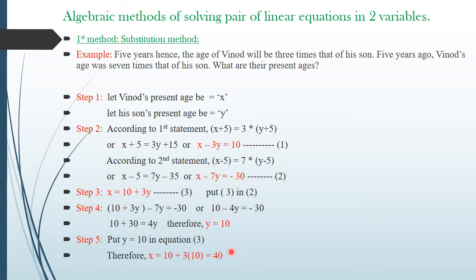You can verify these two answers by substituting in the statements given in the problem, both the first statement and second statement, and verify whether we have got the correct answer or not. Therefore present age of Vinod is 40 years and that of his son is 10 years. This is how we can go ahead with the substitution method, wherein one equation is represented as only one variable like this, that is x, and that equation is substituted in another equation. Therefore it is called the substitution method.